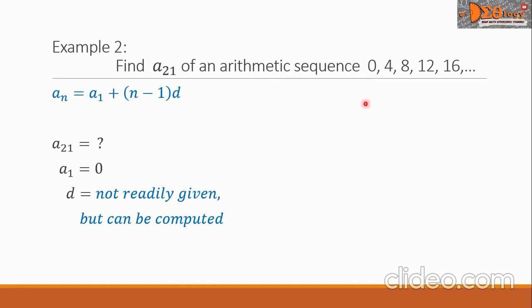We can take any two consecutive terms and then subtract. So we have 4 minus 0, that is 4, and that is the common difference. Or we may get the difference of 8 and 4, which is 4 also. 12 minus 8 is also 4. 16 minus 12 is also 4. So we are sure that this is an arithmetic sequence with a common difference of 4.